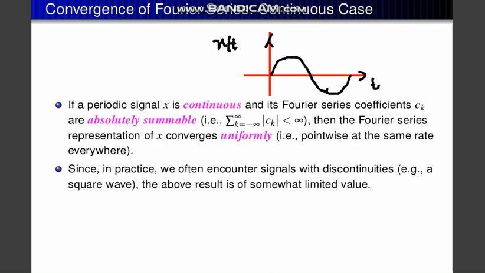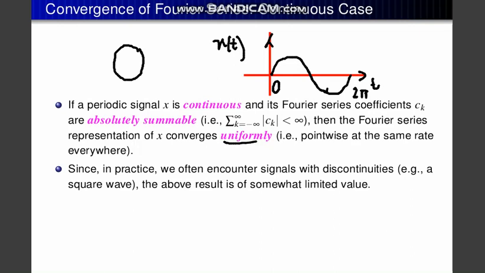So that is a continuous signal, and it has a coefficient c_k that is absolutely summable. So for this kind of Fourier series representation, x will converge uniformly, pointwise, because the period of time, capital T, is 0 to 2π, so it will converge at any time. When it converges, it will make a circle of 360 degrees, so it will converge uniformly.